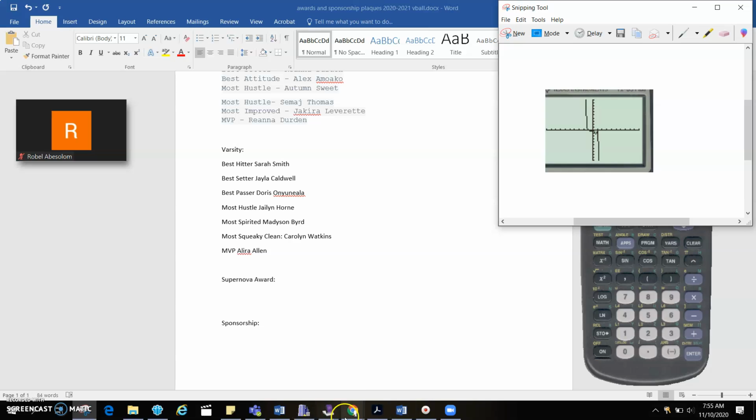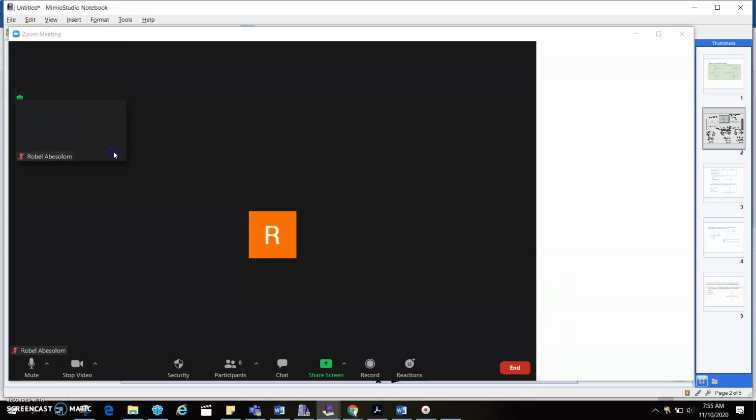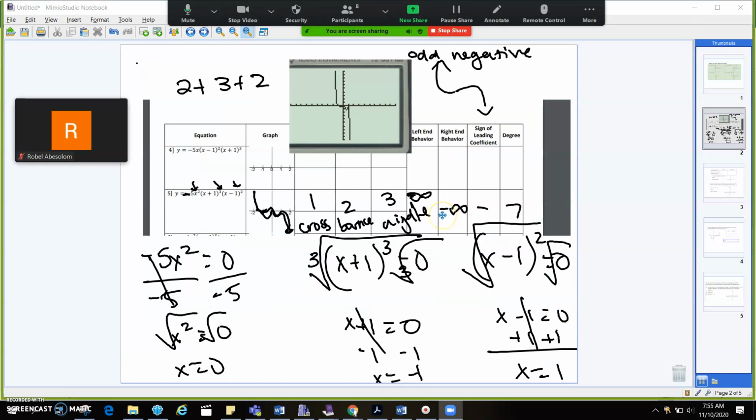Okay, so you're working on that Desmos activity that's at the bottom of that page. For those of you who are still writing, sorry.